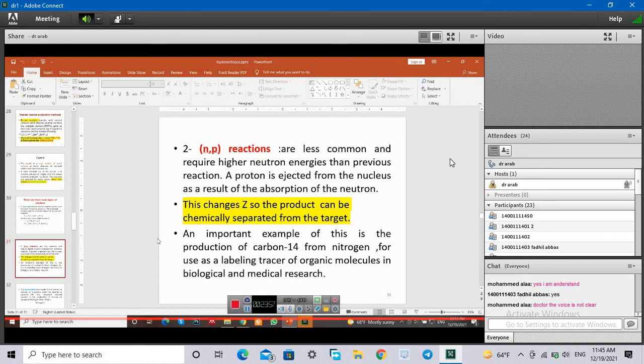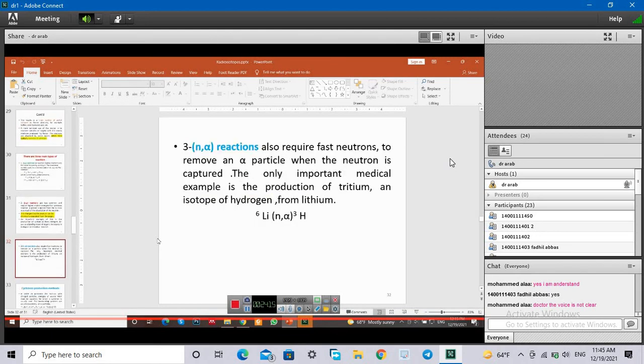An important example of this is the production of carbon-11 from nitrogen for use as a labeling tracer of organic molecules in biological and medical research. And the last reaction can occur when one nuclide is irradiated with a neutron and is an alpha emitter. The only important medical example is the production of tritium, an isotope of hydrogen, from lithium.